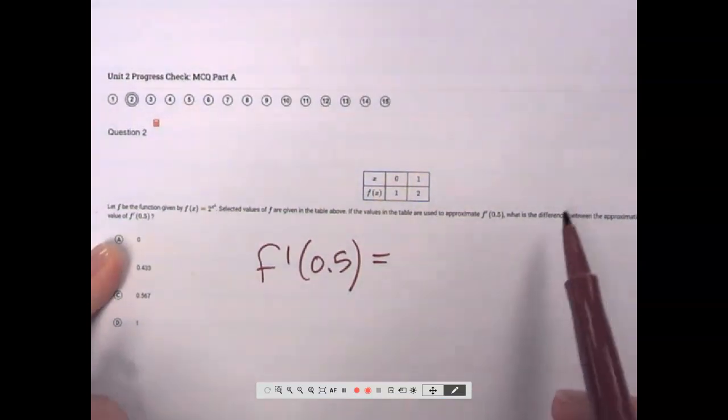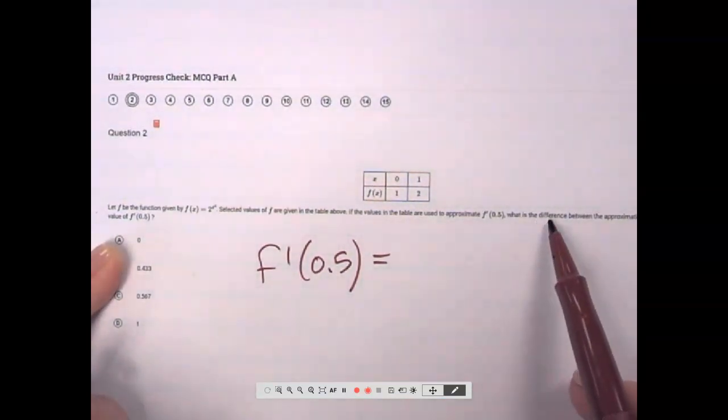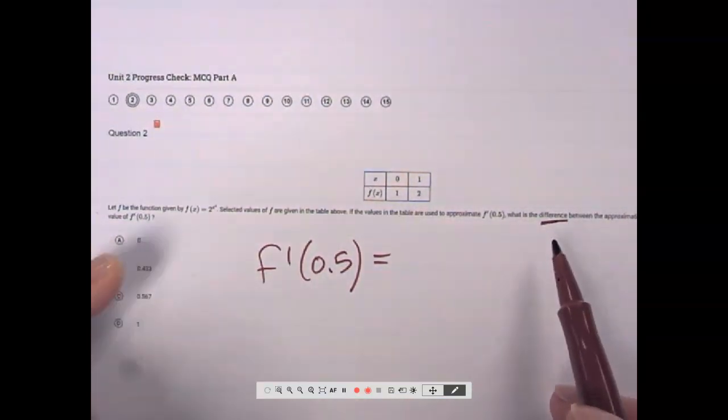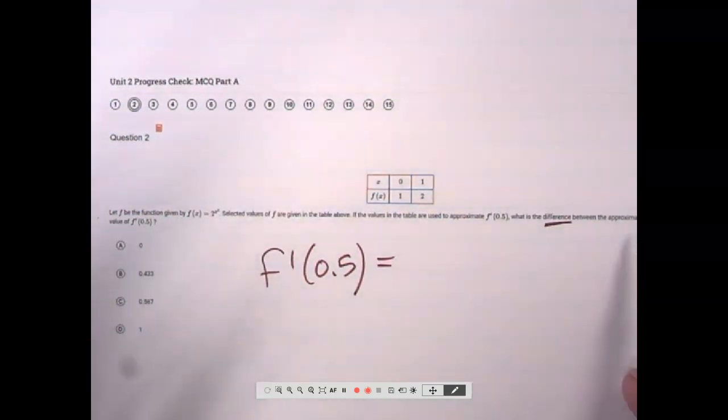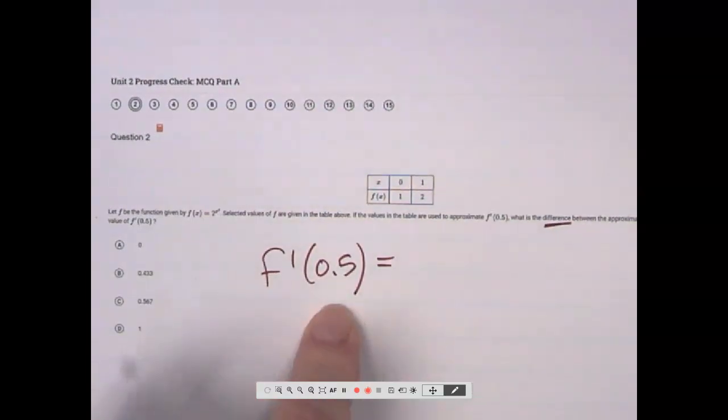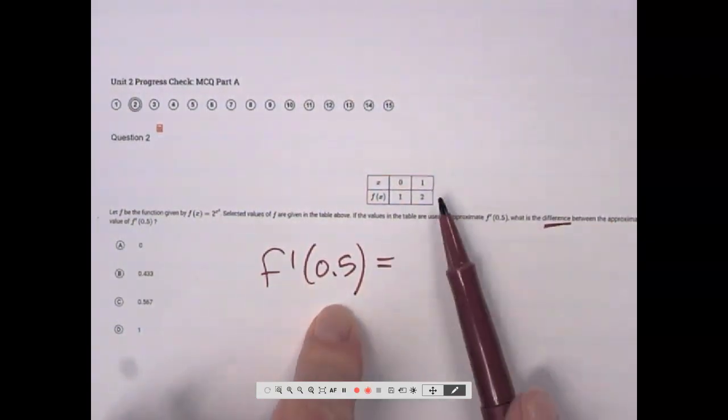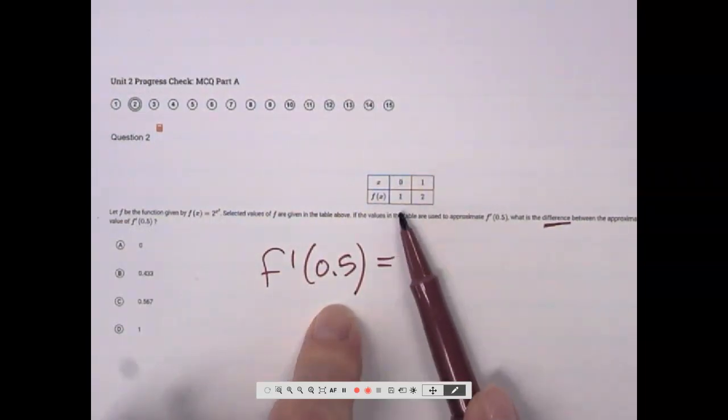And then what do I want to do with it? Here's the question. What is the difference? Difference means you're subtracting between the approximation and the actual. This will give me the actual. How do I find the approximated slope or derivative? 1 minus 0. Yeah, I'm going to use these two ordered pairs that I'm given.